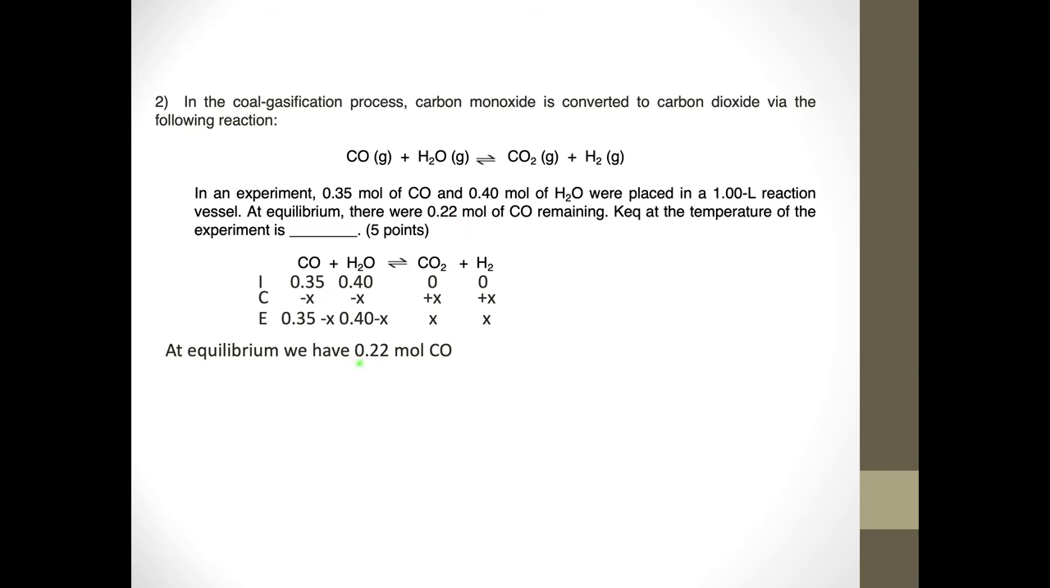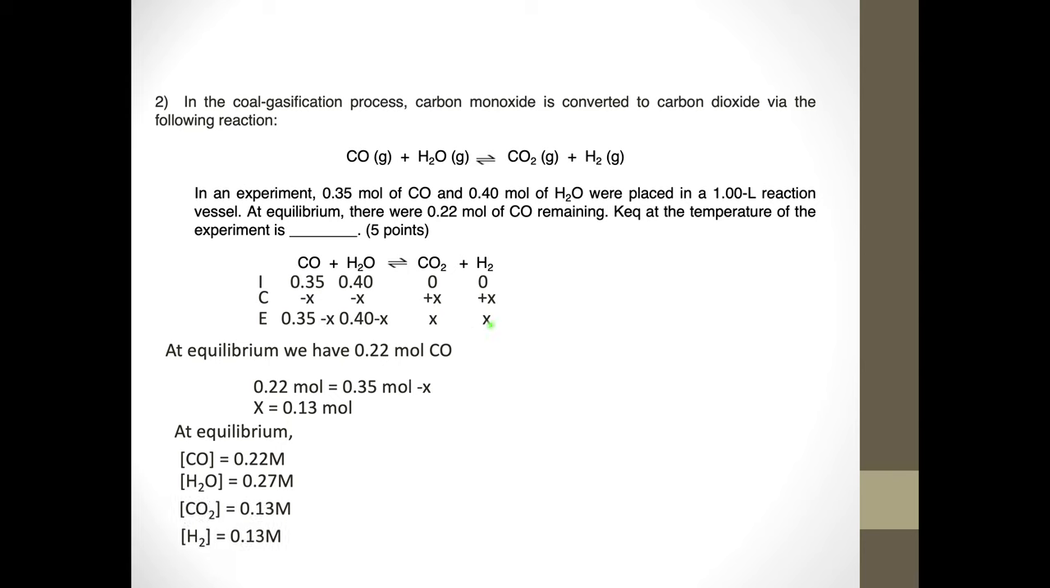Because of that, we can establish that 0.22 is equal to 0.35 minus X. We can calculate the X from here, the difference in the reaction. So X is going to be equal to 0.13. Now that we know the value of X, we can determine the concentration of each species at equilibrium. Carbon monoxide is 0.22 molar, because that is established by the problem. For water, we have 0.40 minus 0.13, that's going to be 0.27. And for carbon dioxide, we have 0.13, and for hydrogen, 0.13.